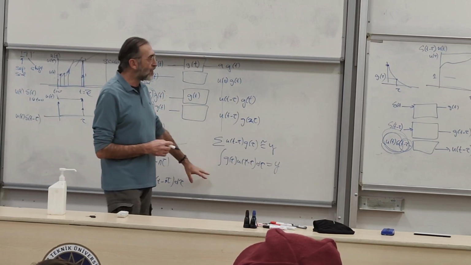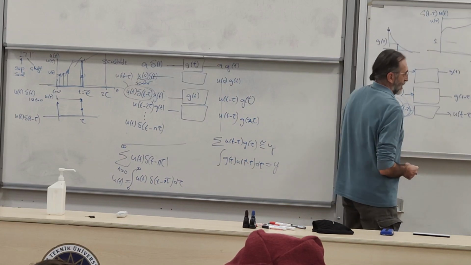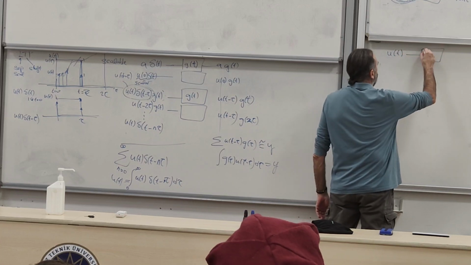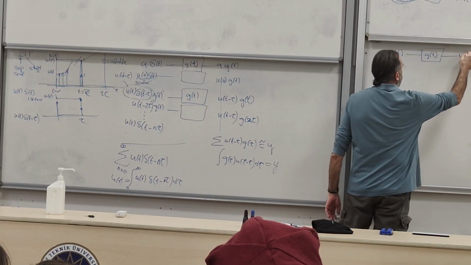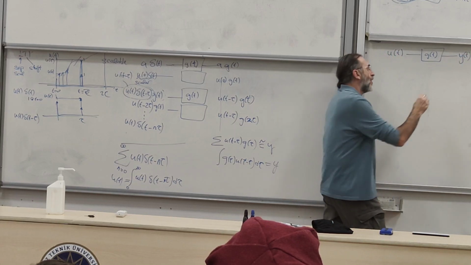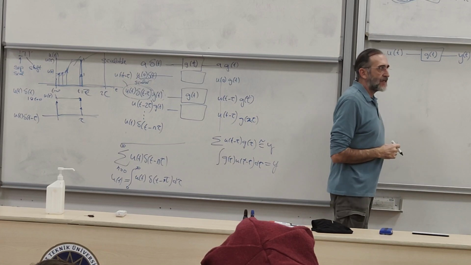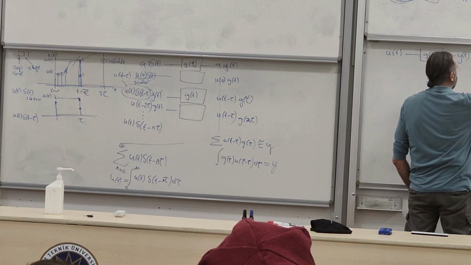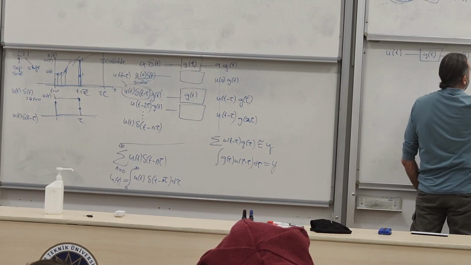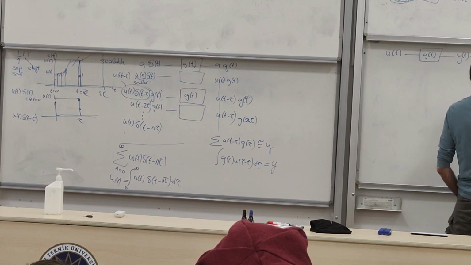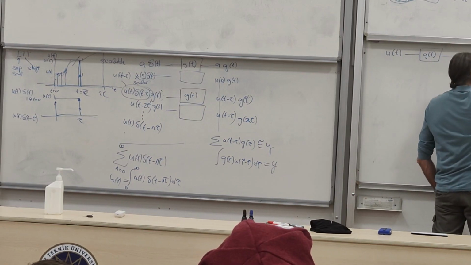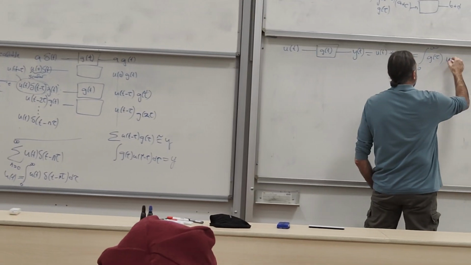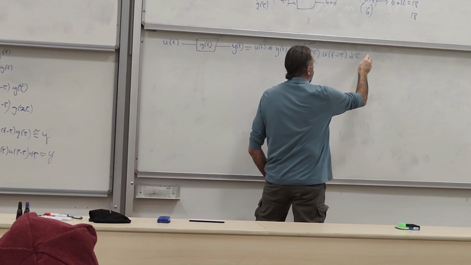So this is what we call the convolution integral now. Which means that if I have u of t going into g of t, having y of t as the output, y of t is given by the convolution integral, which is u of t convolved with g of t. And that's going to equal the integral from 0 to infinity of g of tau, the system, times u of t minus tau d tau.